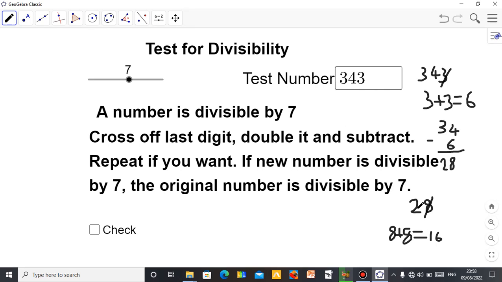So this subtract means take 2 out of 16. 16 minus 2, I know this one will give us 14. Now that it gives 14, if you check, 14 can go into 7 without remainder. So if the new number is divisible by 7, then the original number is divisible by 7. That means 343 is divisible by 7 without a remainder. The same thing with 28. So this is how you check if a number is divisible by 7 or not.